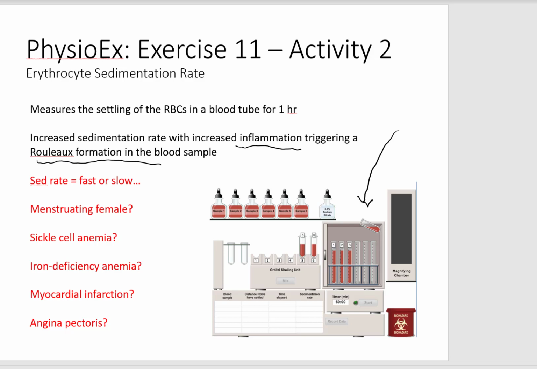What about iron deficiency anemia? Okay, now we have microcytic, small red blood cells. And in iron deficiency anemia, we also know we aren't making as many because we don't have enough iron. So we have fewer red blood cells getting in the way, and they're smaller, and they are falling to the bottom of the tube at a faster rate. This person has a faster SED rate.